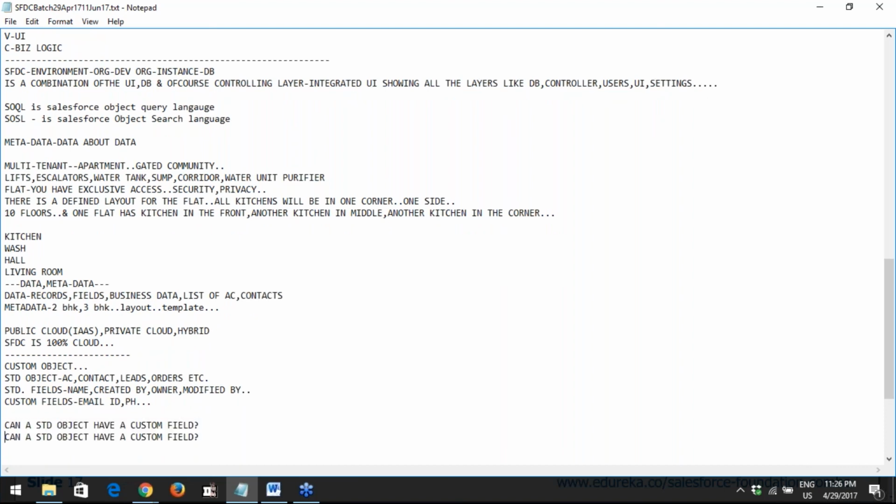And the second question is, can a custom object have a standard field? Okay, so come prepared, and we'll see the answers to these questions tomorrow.